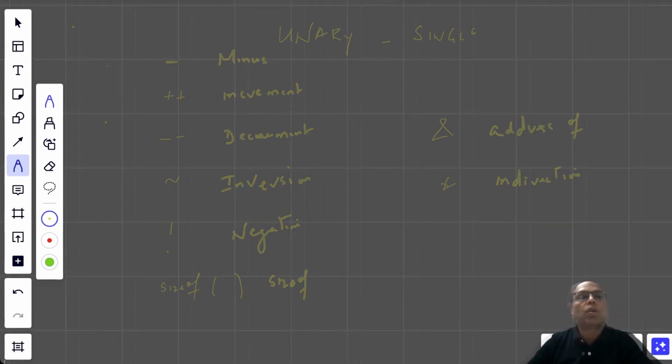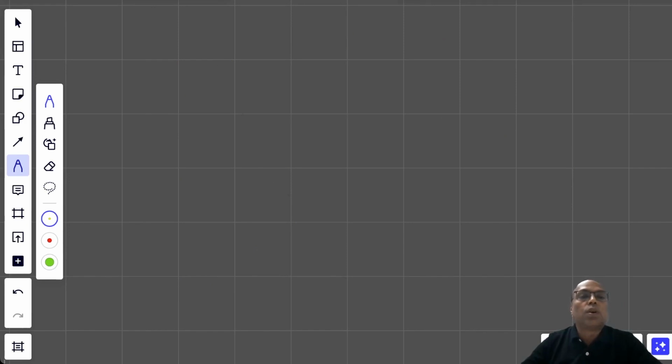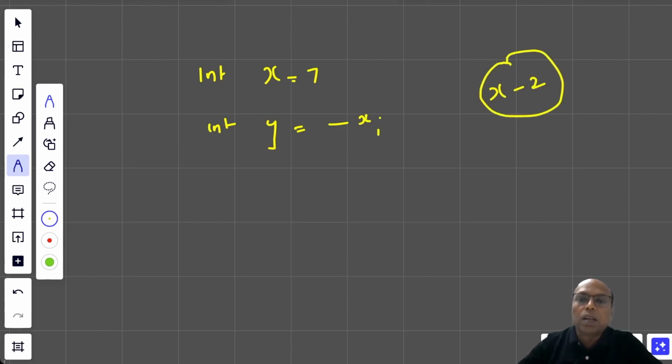So how does the unary minus work? I write like this: int x = 7 and int y = -x. This is different from x - 2. That is a binary minus. Why? Because it requires two operands. This is a unary minus. It requires what? One operand.